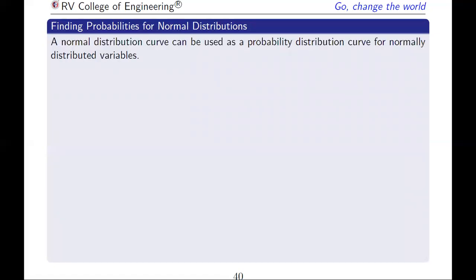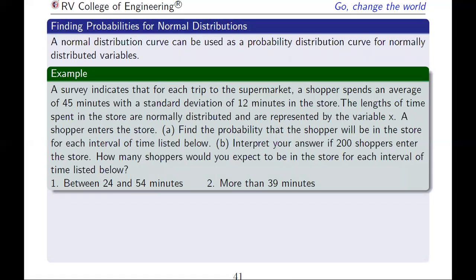A normal distribution curve can be used as a probability distribution curve for normally distributed variables. Here we have an example. All of you go through the example carefully. We are going to consider this example.